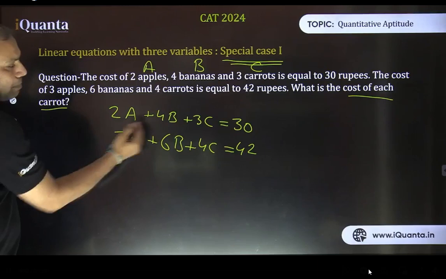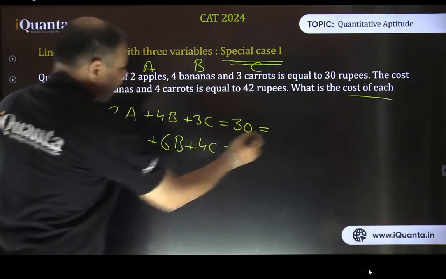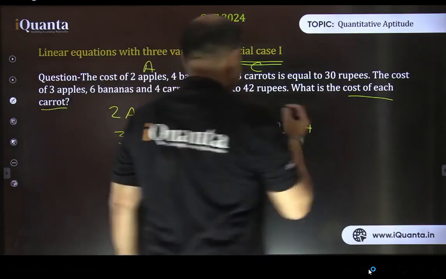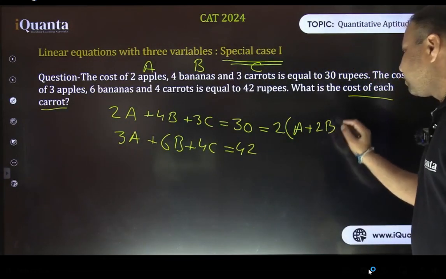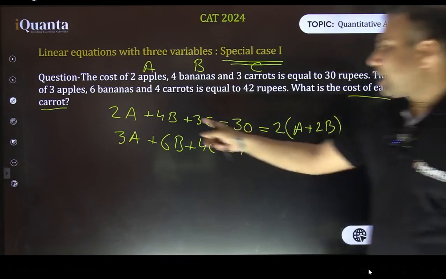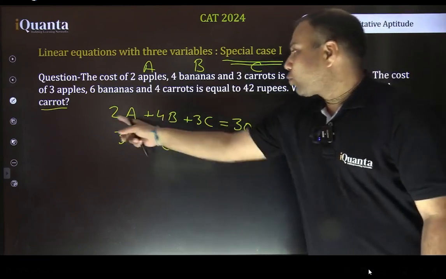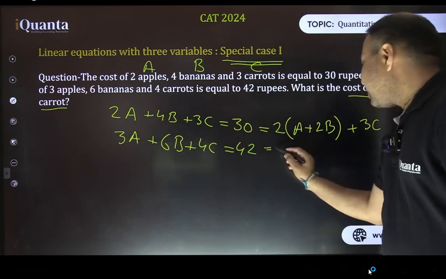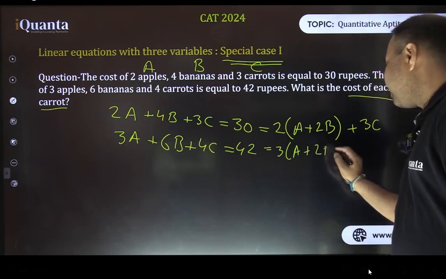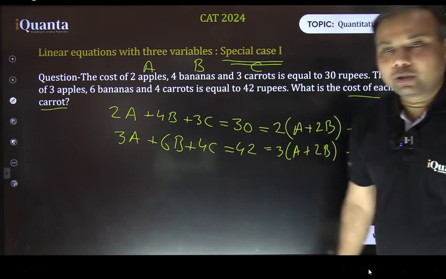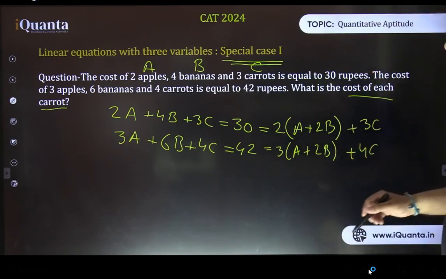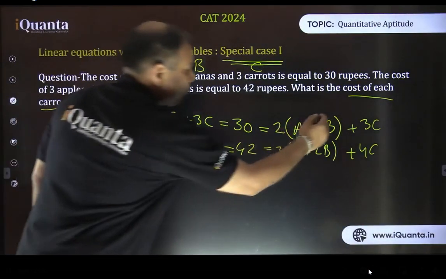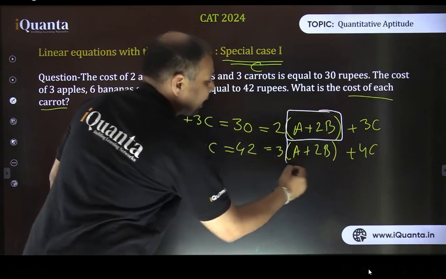See, among A and B, if I take 2 common, let me rewrite. Among the first 2 terms, if I take 2 common, it is 2 times A plus 2B, plus 3C. Right? I have just taken 2 common from these first 2 terms. Exactly the same way, from the first 2 terms of the second equation, I can take 3 common. It is 3 times A plus 2B plus 4C. Yes or no? Now, instead of treating A and B as separate variables, we can consider this A plus 2B as one of the variables.